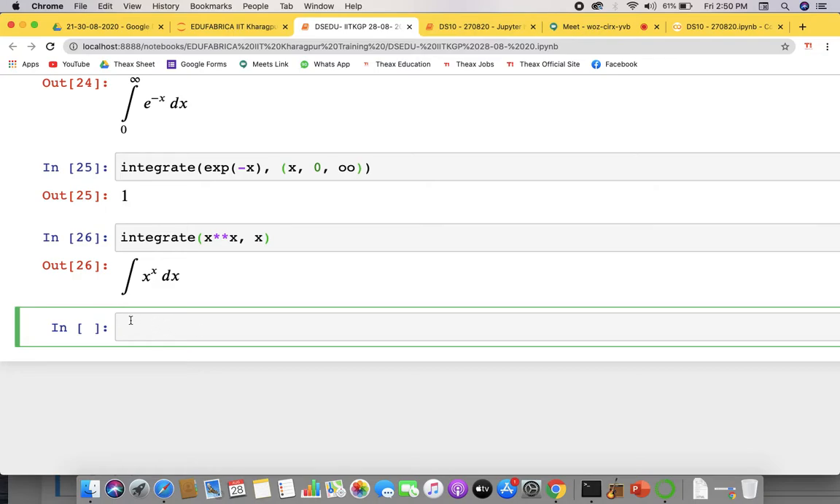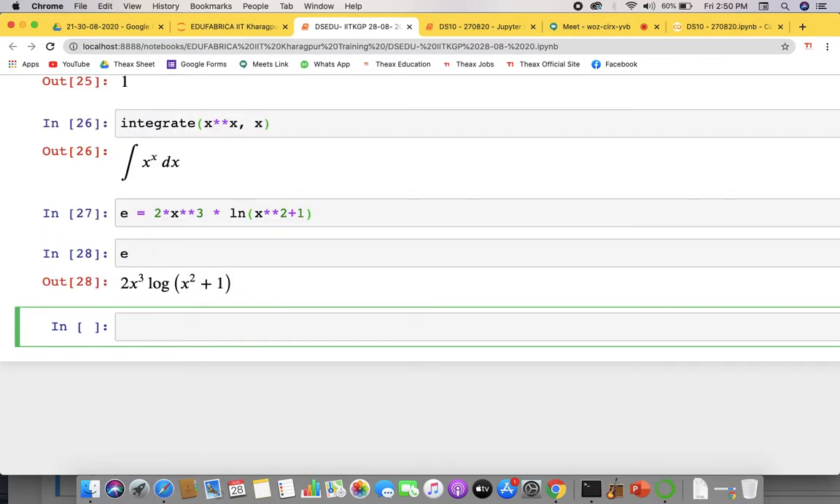If I say you want an integral of, let's say, e equals 2x cube multiplied by the log of x squared plus 1. Okay, this is e. That is 2x cube log of x squared plus 1. This was one of the questions I searched on the internet. Okay, so the integral of this e.